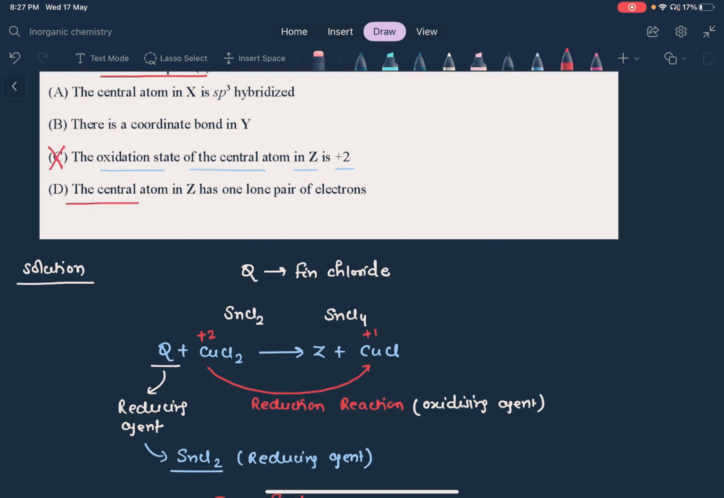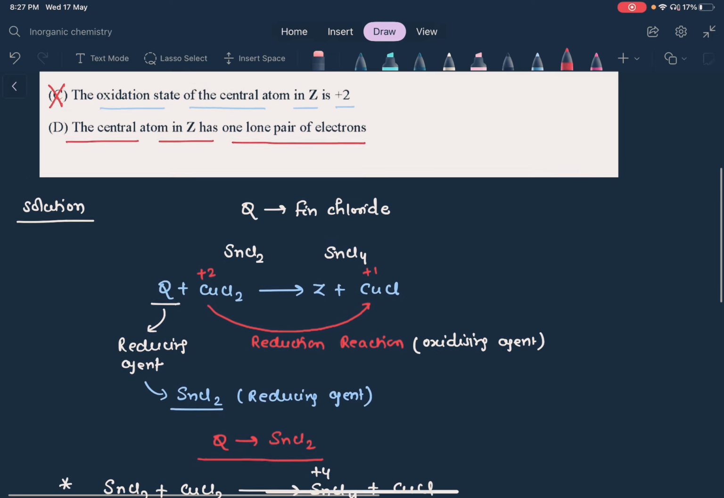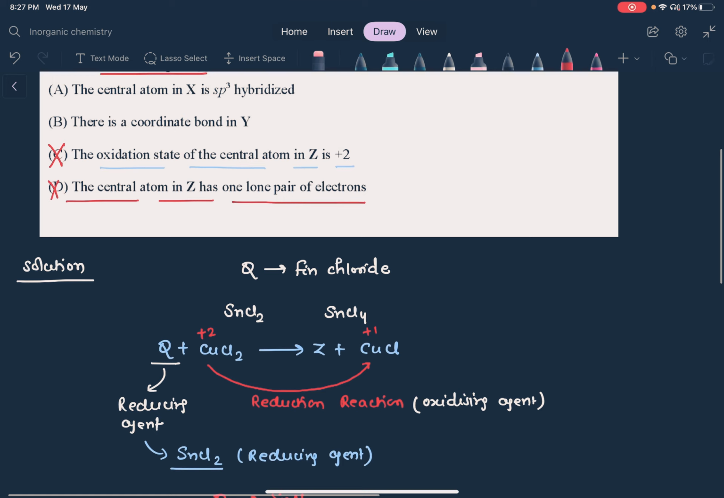Now the other says the central atom in Z has one lone pair of electrons. We know that SnCl4 doesn't have any lone pair of electrons at all. It is sp3 hybridized. There are many methods to find the hybridization state, and from there you can find that there is no lone pair of electrons on the tin itself in SnCl4. So this option is also incorrect. So C and D are incorrect in nature.